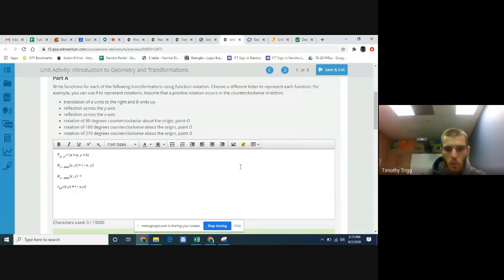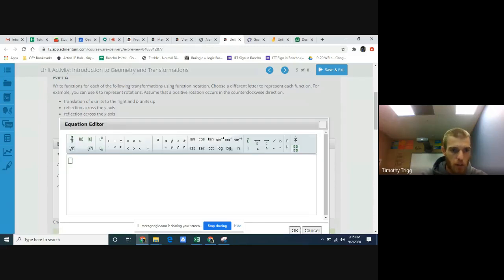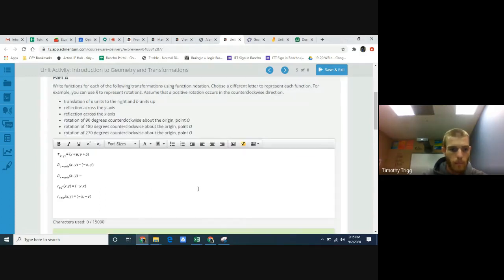So for our next one, when we rotate, again using a lowercase r for rotate, when we rotate 180 degrees, (x, y) becomes (-x, -y). Great. One more. Rotation of 270 degrees, counterclockwise.